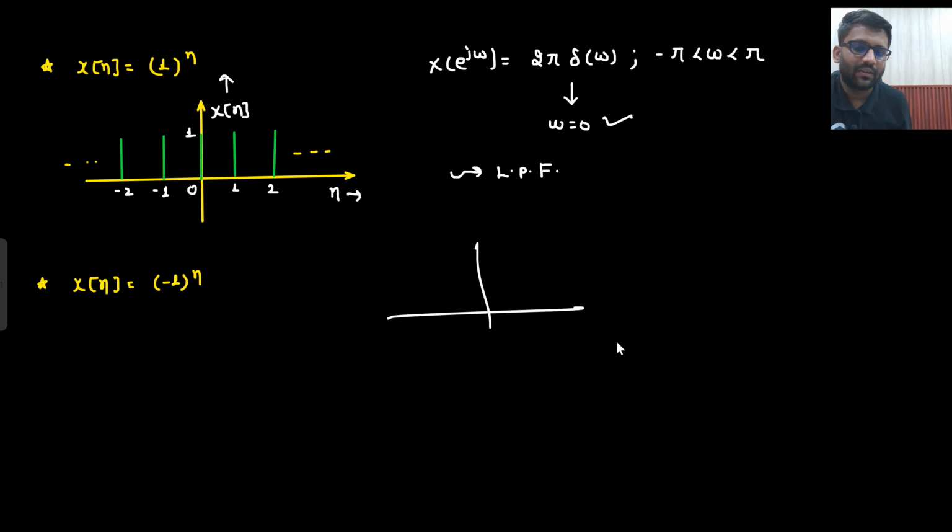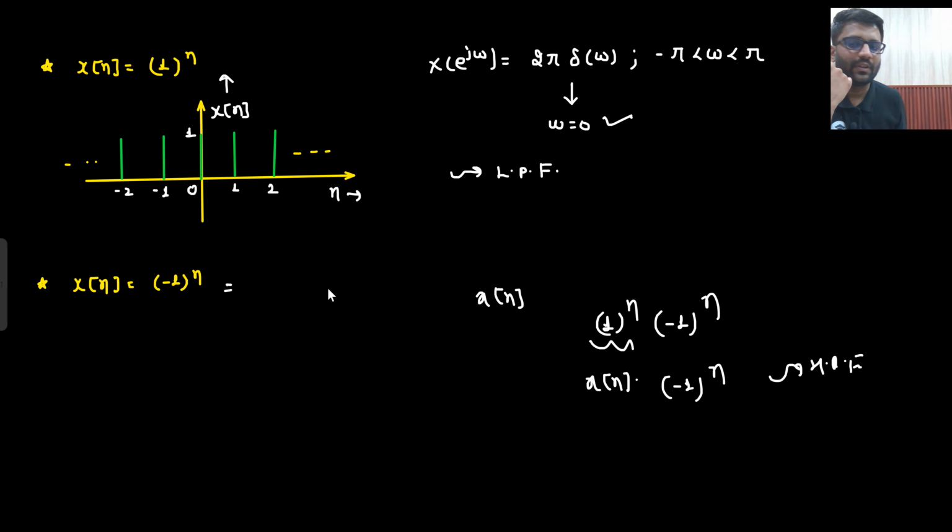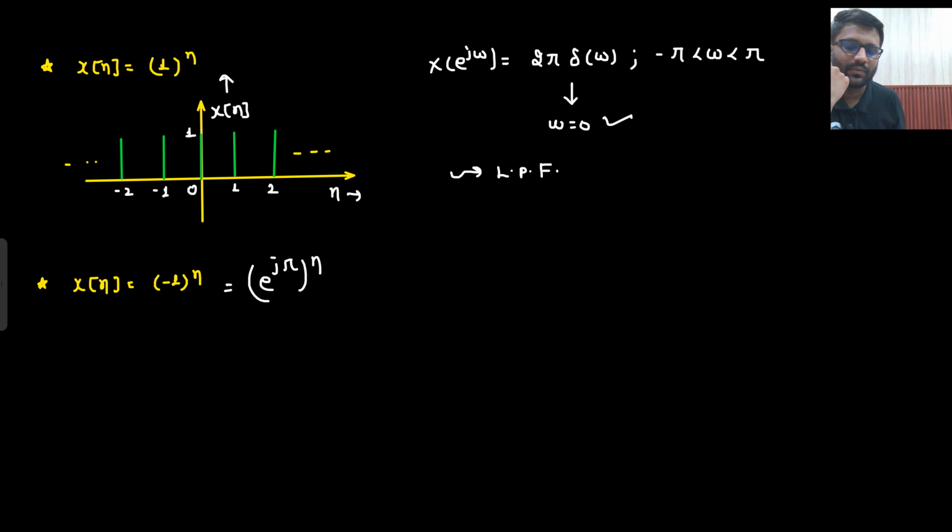Let's just explain about minus 1 to the power n. What do you think? What kind of filter would minus 1 to the power n be? Can you write down? One thing you know is that if your x of n, which is a low pass filter, is being multiplied with minus 1 to the power n, then it will become a high pass filter. So surely it will be a high pass filter. And how can you check? Say yes or no.